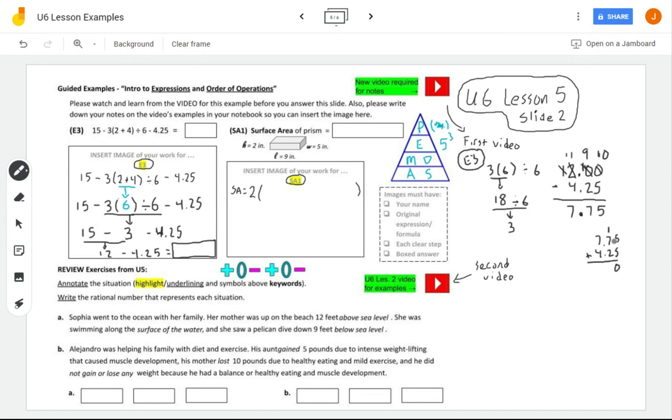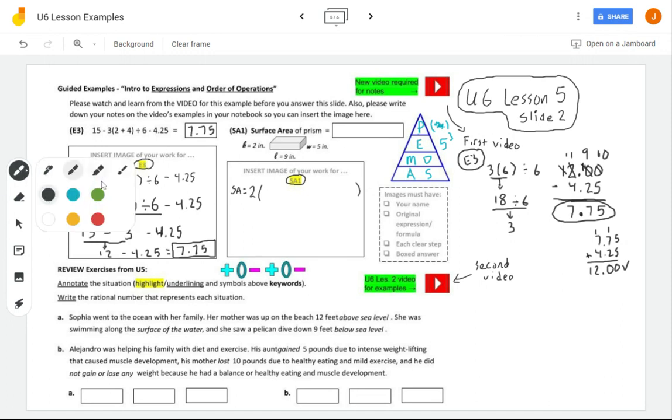I get 10. Regroup again. 11, 12, and the decimal in between. So that checks out. So this is going to be my final answer. And this just proves that I was right. So 7.75. All right. Now we're going to apply the order of operations to finding the surface area of a prism.